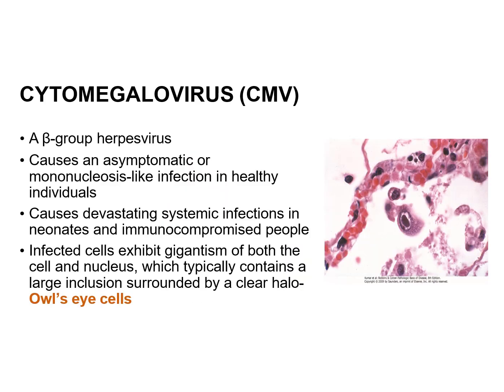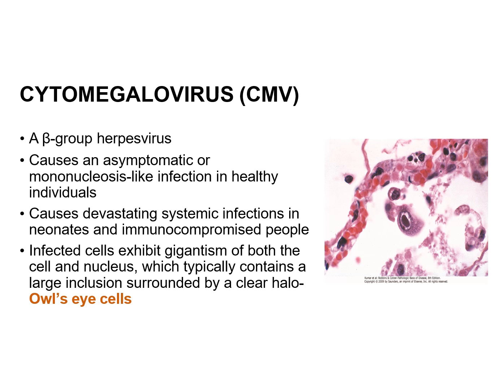Now let's move on to cytomegalovirus, or CMV, the herpesvirus with the most dramatic histology flex. CMV is a beta group herpesvirus, and in healthy adults, it often causes no symptoms at all or a mono-like illness. But in neonates and in compromised patients, CMV can cause devastating systemic infections. And here's where histology steals the show.